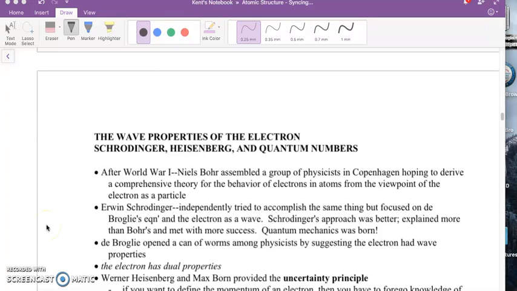We talked about the de Broglie equation earlier, and what that said was that all matter has both wave properties and particle properties. The smaller the matter is and the faster it's moving, the more its wave properties are going to affect its behavior. The bigger and slower it's moving, the less the wave properties affect its behavior.